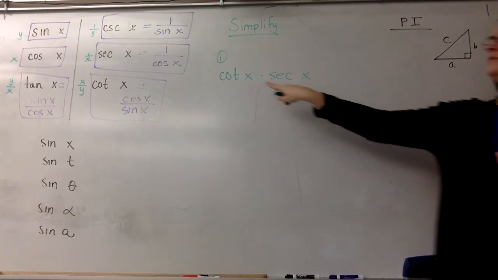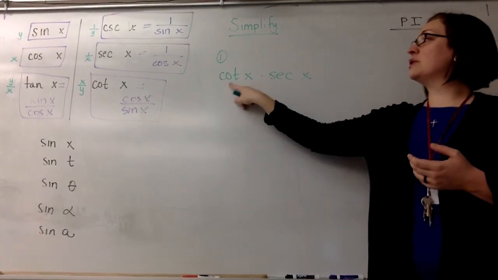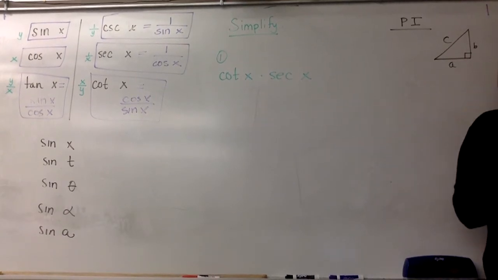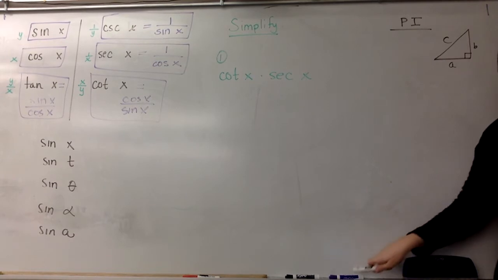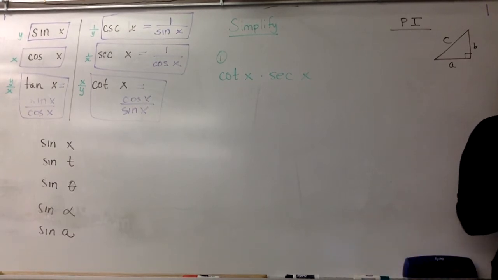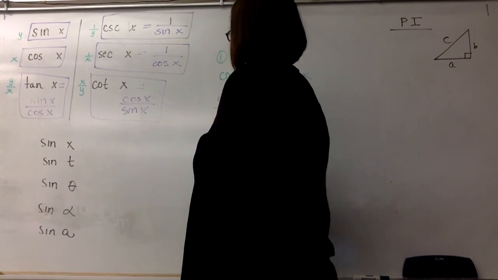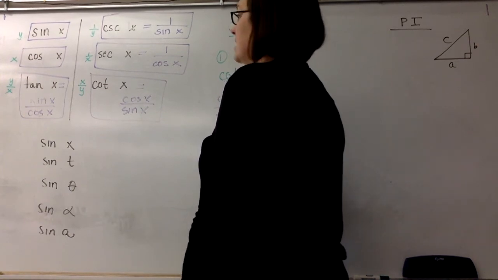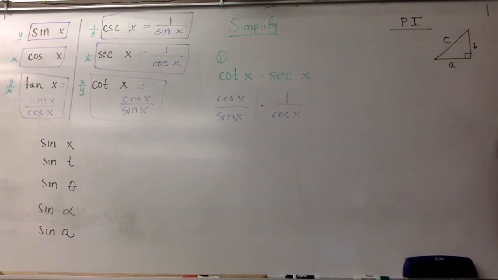The goal is to take these two terms and make it smaller. Now, when I say two terms, this is technically one term. It's like a times b, ab, but we still want to make it look smaller. So we're going to use our definitions to do that. What is another version of cotangent? What does it say on the board? Cotangent is? Right, so we're going to go cosine of x over sine x, replace that, times secant of x, which is 1 over cosine x. So I'm going to use the definitions, the alternate versions, to substitute.